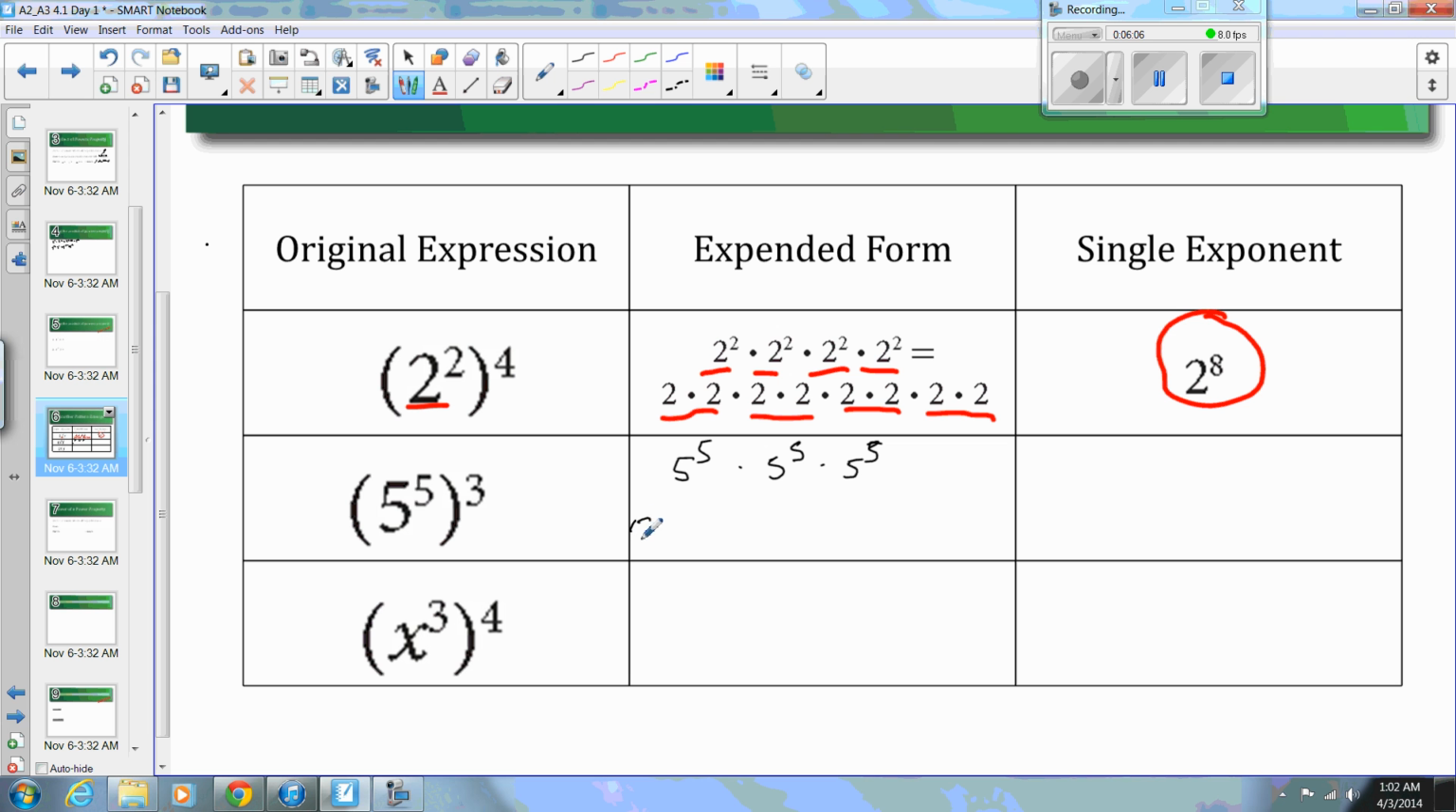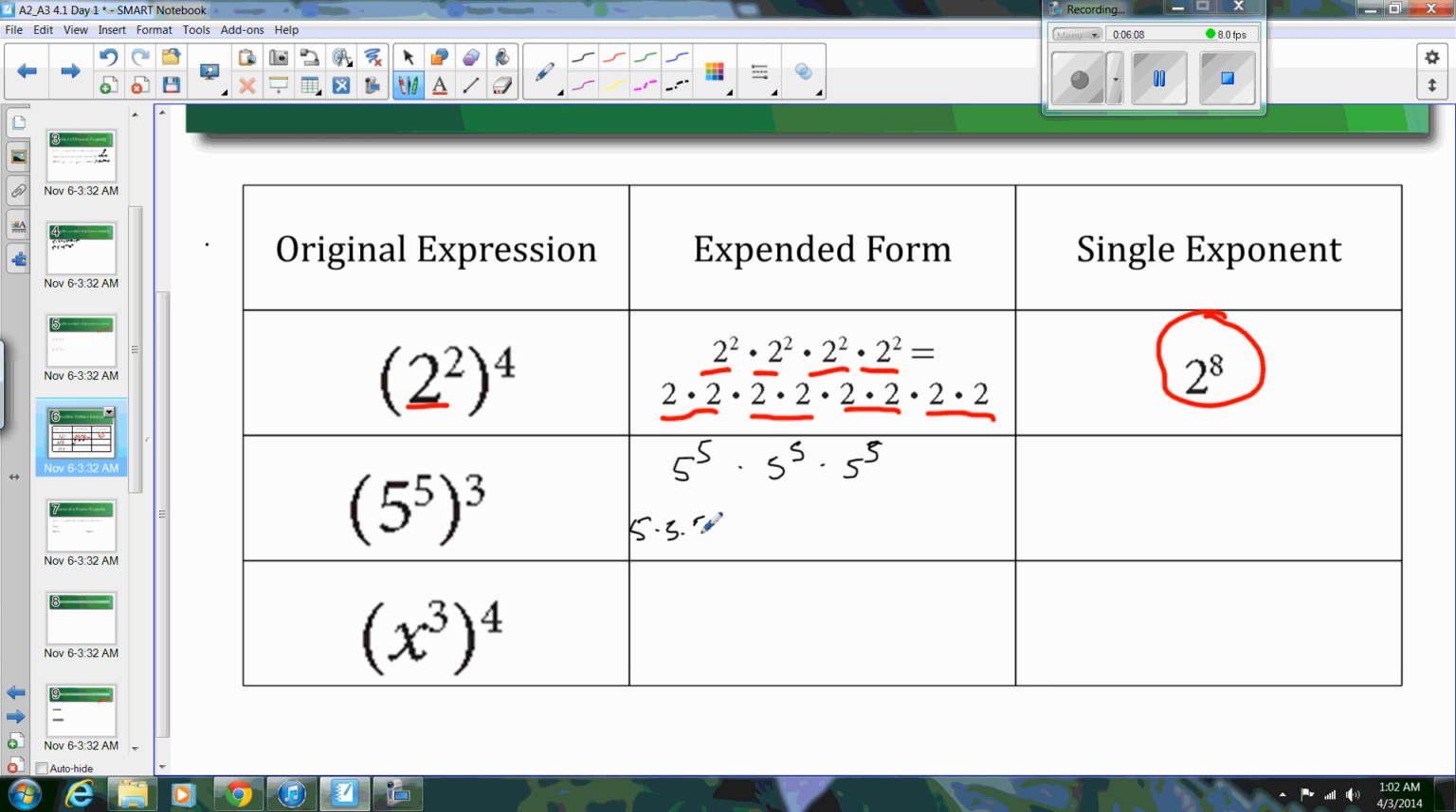Now let's write this out. There are 5 5's, essentially, multiplying by itself. So it's 5 to the 5th power 3 times. I'm going to do that 3 times. So another 5, and then another 5. And I ran out of room, so let me write another 5 here. How many total are there here? Well, 5 to the 15th power.